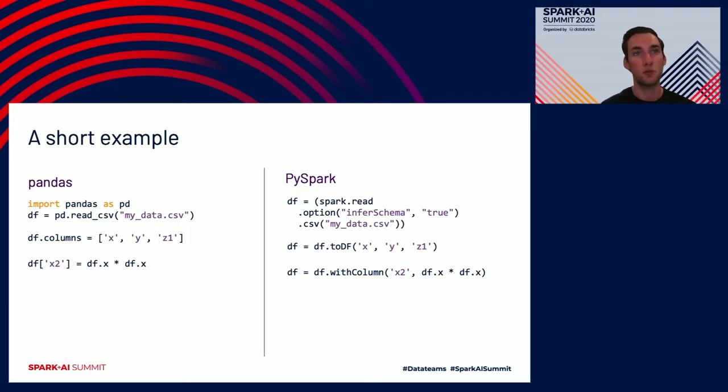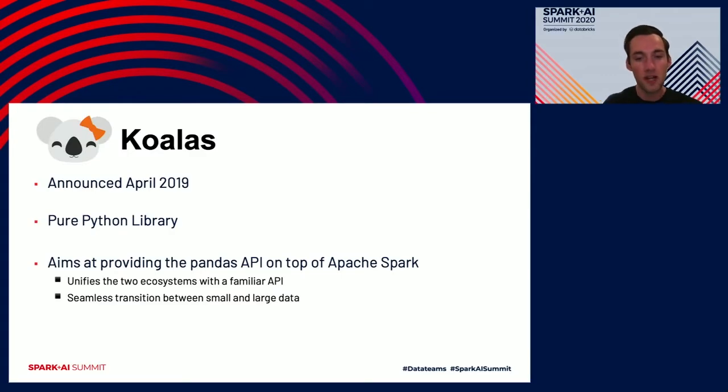If we take, for example, reading in a CSV file where we want to rename the columns and create a new column that multiplies column X by itself, in Pandas we simply use pd.read_csv after we have imported Pandas. However, with PySpark, we have to use a bit more verbose syntax, and as I said, it's not as intuitive as one coming from Pandas would think. And this can often be seen as the barrier to entry for those coming from a Pandas background but wanting to utilize the distributed nature of Spark.